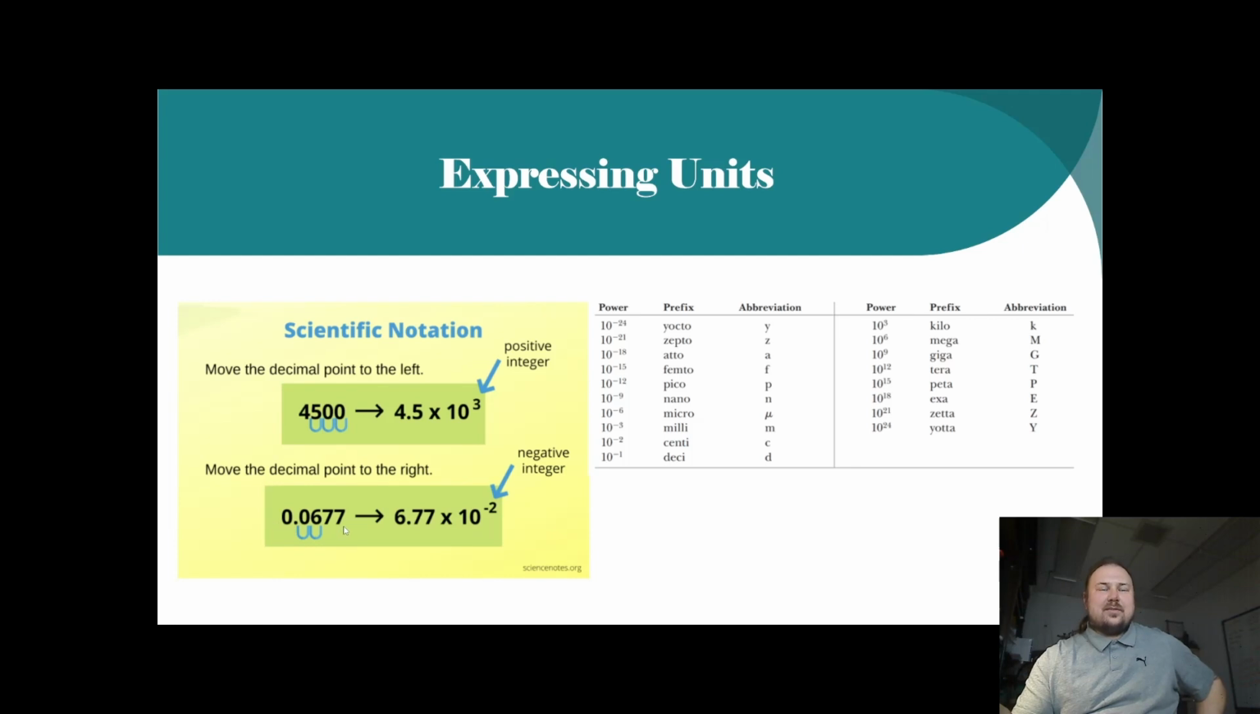This also works the same way for negatives. If we have something that is a very small number, we can just move that decimal point over to the right. If we move it to the right, it means we need to notate how many times we moved it to the right as a negative power in our scientific notation.